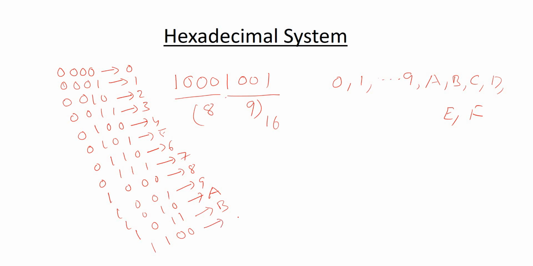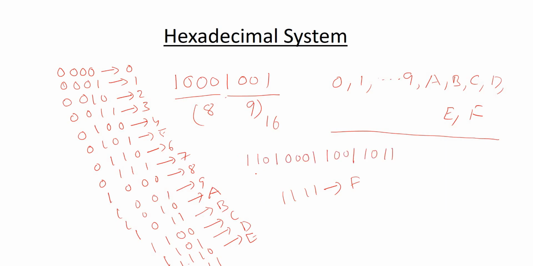1100 is C, 1101 is D, 1110 is E, and finally 1111 is F. So in hexadecimal we have these 16 symbols which represent the actual information. Though computers do not use this hexadecimal system directly, it is convenient for us to convert from binary to hexadecimal and hexadecimal to binary. So let us take another example.